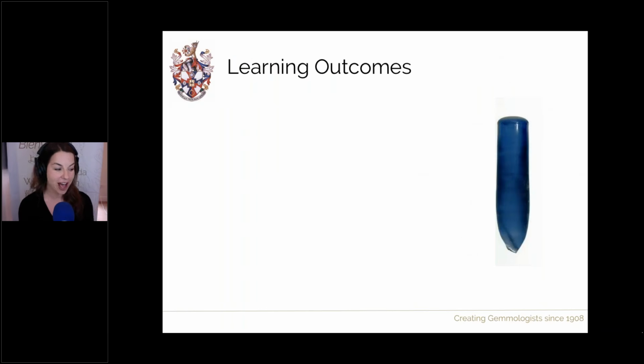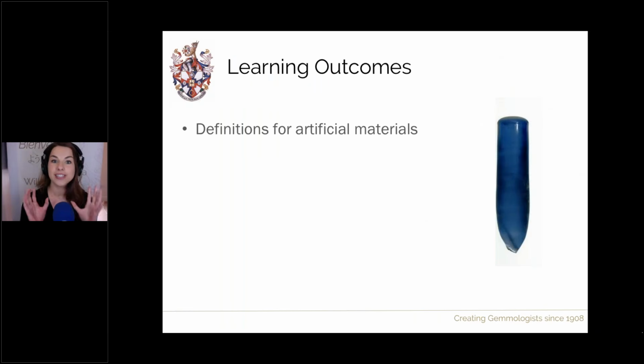So focusing on our learning outcomes, we're going to start by just defining some terms to do with natural, artificial and synthetic gemstones. And then, because this is such a large subject, it was very ambitious to choose this as a topic today. We are going to focus on just one part of man-made gemstones, which will be synthetic gemstones, which are arguably the hardest to identify out of all the artificial materials.